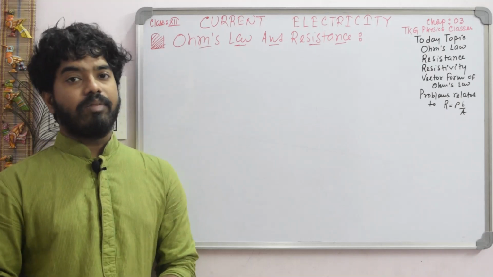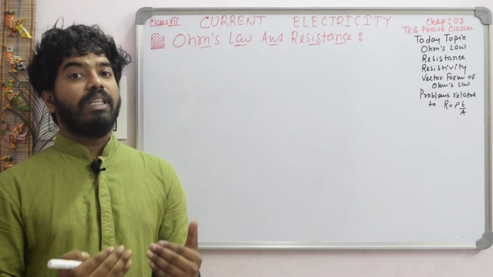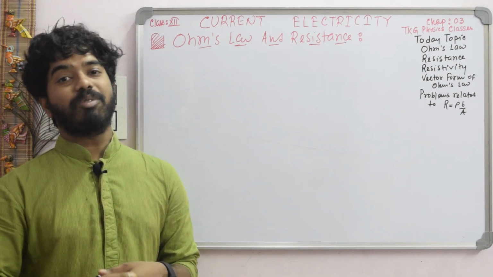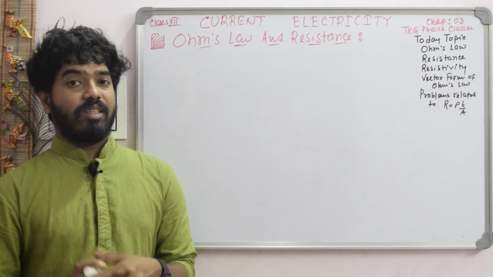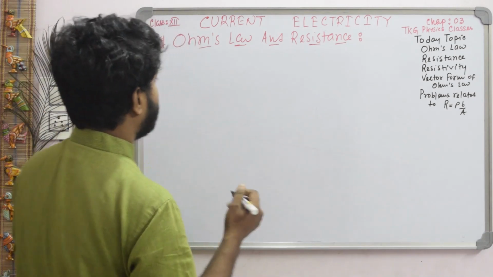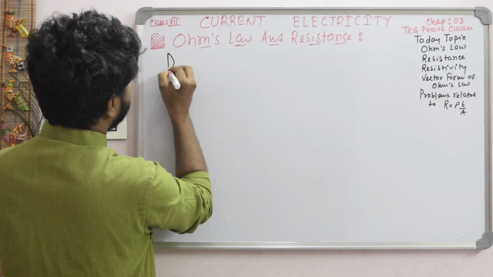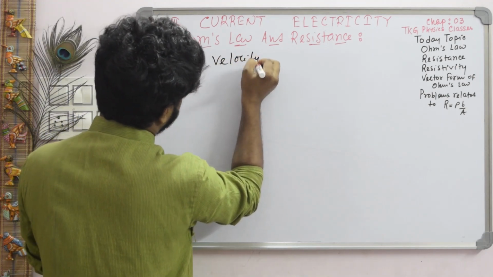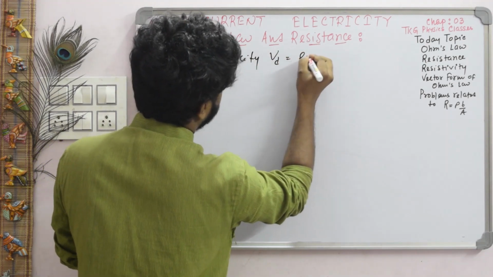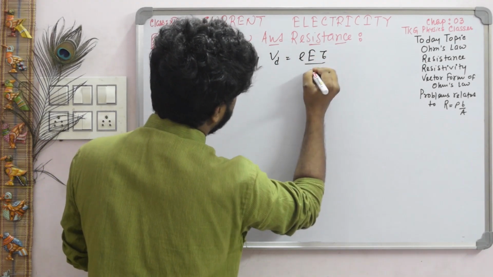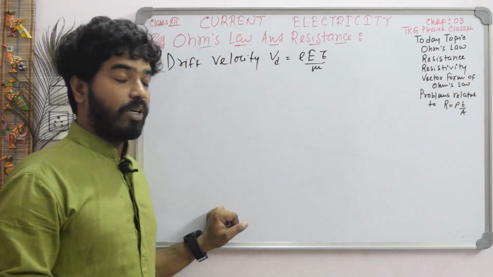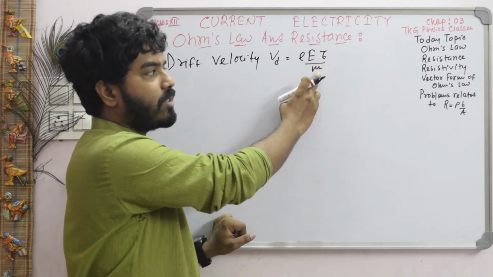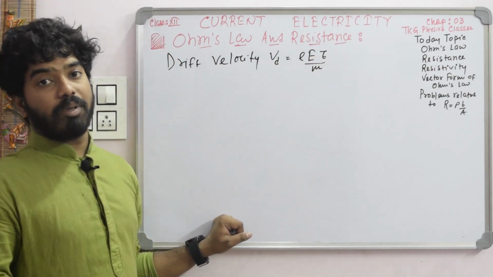Now again we derive resistance with the help of drift velocity. We define resistance in terms of drift velocity. So write down fast the expression of drift velocity. We already completed the expression of drift velocity, that is Vd = eE tau by m. This is the magnitude form. What is e? Electron charge. What is capital E? Electric field. Tau is the relaxation time, m is the mass of electron, and Vd represents drift velocity.